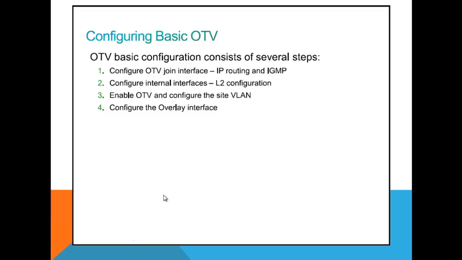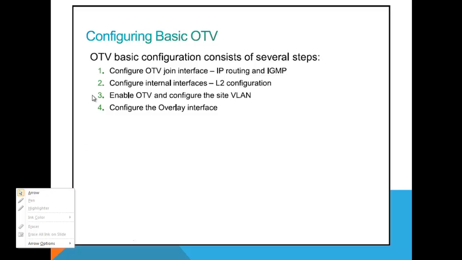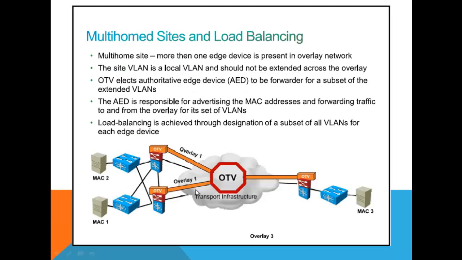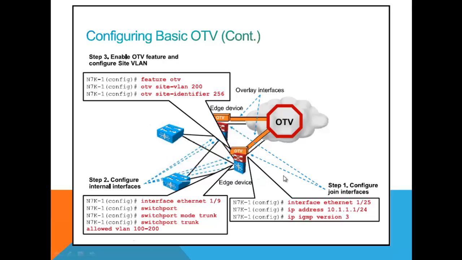Now, configuration is very simple. 4 steps. First of all, we need to configure the join interface. What is join interface? The physical interface. This one, this black line that connects to the OTV cloud. So this has to be configured with an IP address like this. Interface Ethernet 1/25 and give an IP address, and you join the IGMP version 3.